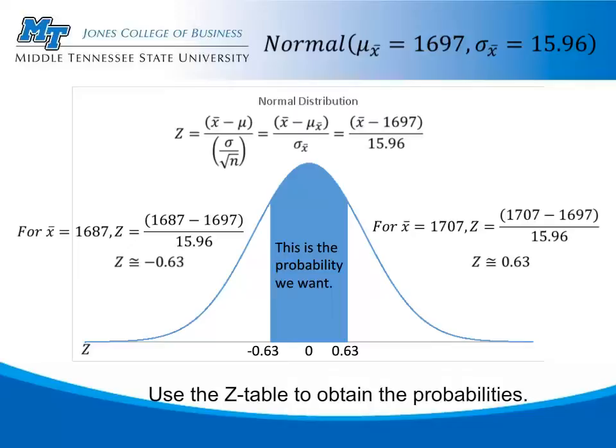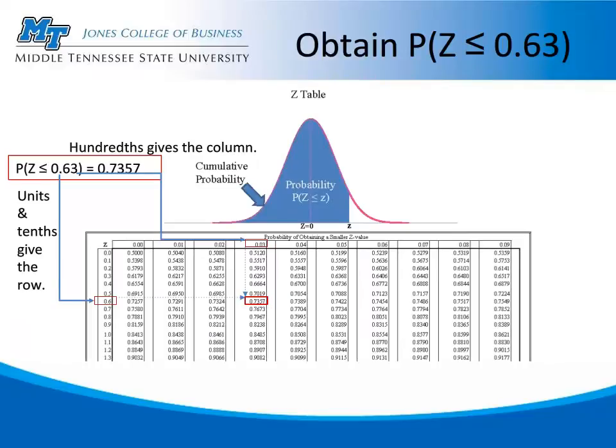Now on this slide, all I've done is I've changed the scale. The axis that's down at the bottom, I've changed it from an x bar axis to a z axis. We want to find the probability that the z value is between a negative 0.63 and a positive 0.63. And we can get that information from the z table.